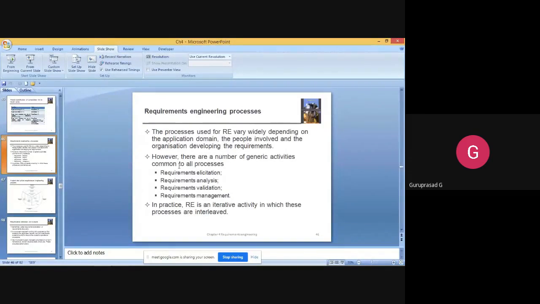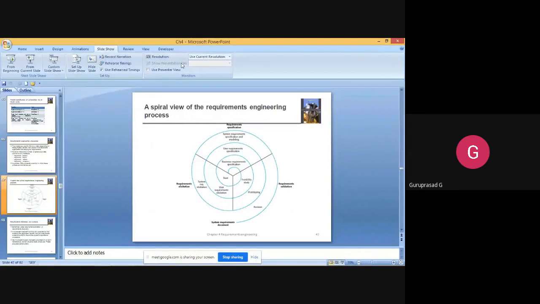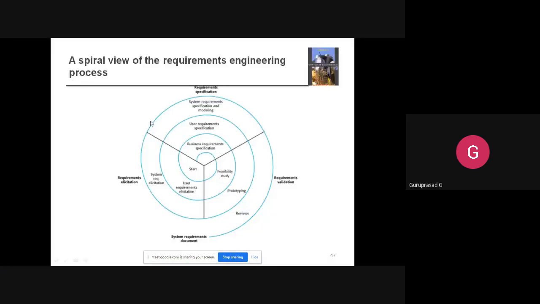So what are the general activities which are common to all the processes? Nothing but requirements elicitation, requirements analysis, then requirements validation, and requirements management. In the requirement engineering process, there will be many people involved. Correct? They are generally interleaving. It is organized as an iterative process around a spiral. I will show you the spiral model diagram here. I'll maximize this. You see this, this is a spiral view of the requirement engineering process.